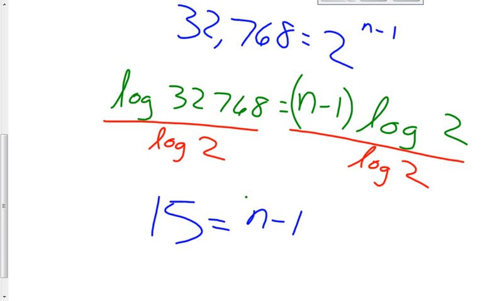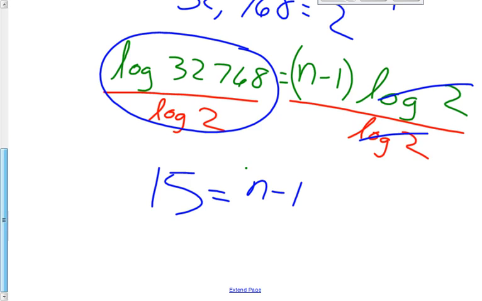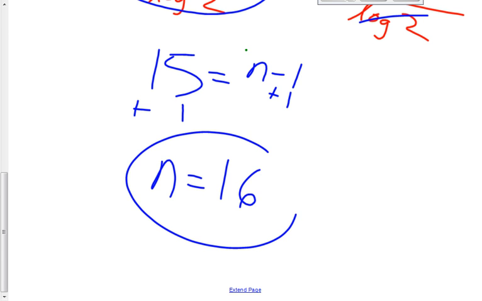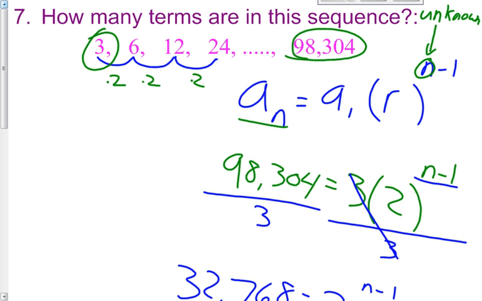Just to summarize, class, this right here equals the number 15. Log 2 divided by log 2 cancels, so then you just get equals n minus 1. So now this is a very simple formula where you just add 1 to both sides, and I get n equals 16. So how many terms are in this sequence? There are 16 terms. If you were to continue to multiply by 2, 48, 96, and so on, when you do that 16 times, bam, you get that number right there.